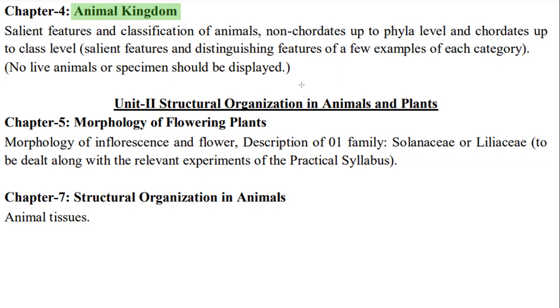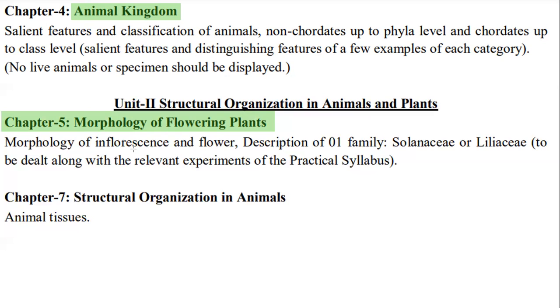And from the second unit, that is structural organization in plants and animals, chapter 5, morphology of flowering plants, you have to learn about the morphology of inflorescence and flower, and a description of one family, that is Solanaceae or Liliaceae, to be dealt with relevant experiments of the practical syllabus. So from the morphology of flowering plants, the entire topics of root, stem, and leaf are just removed from your syllabus. You have to just learn about inflorescence, flower, and the description of the family Solanaceae or Liliaceae.